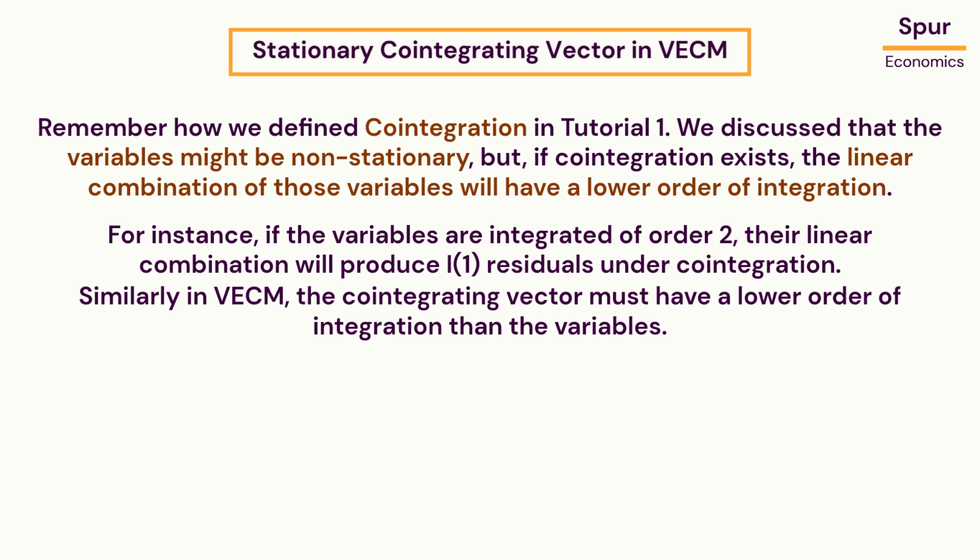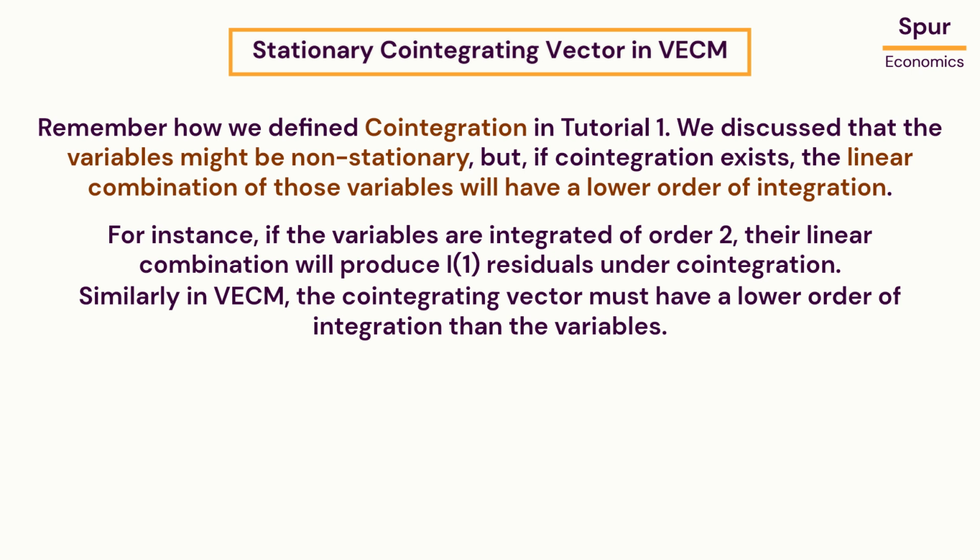Remember how we defined cointegration in Tutorial 1. We discussed that the variables might be non-stationary, but if cointegration exists, the linear combination of those variables will have a lower order of integration. For instance, if the variables are integrated of order 2, their linear combination will produce I1 residuals under cointegration.